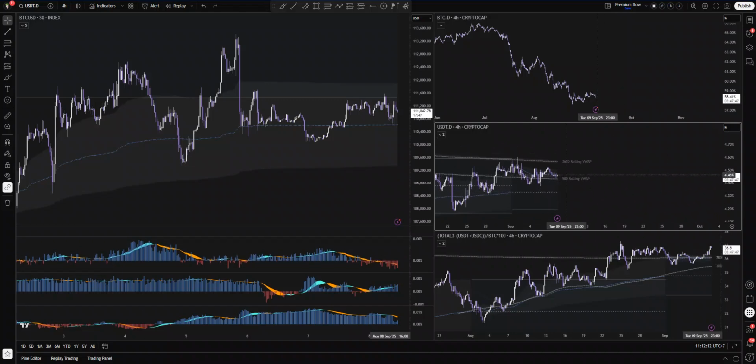Let's see, maybe we can get a higher move first for this week. A shallow move up to this area, maybe test the 365-day rolling VWAP again until maybe Wednesday or Thursday, where we can sell the news here. Or maybe if the news is not doing good, then yep.